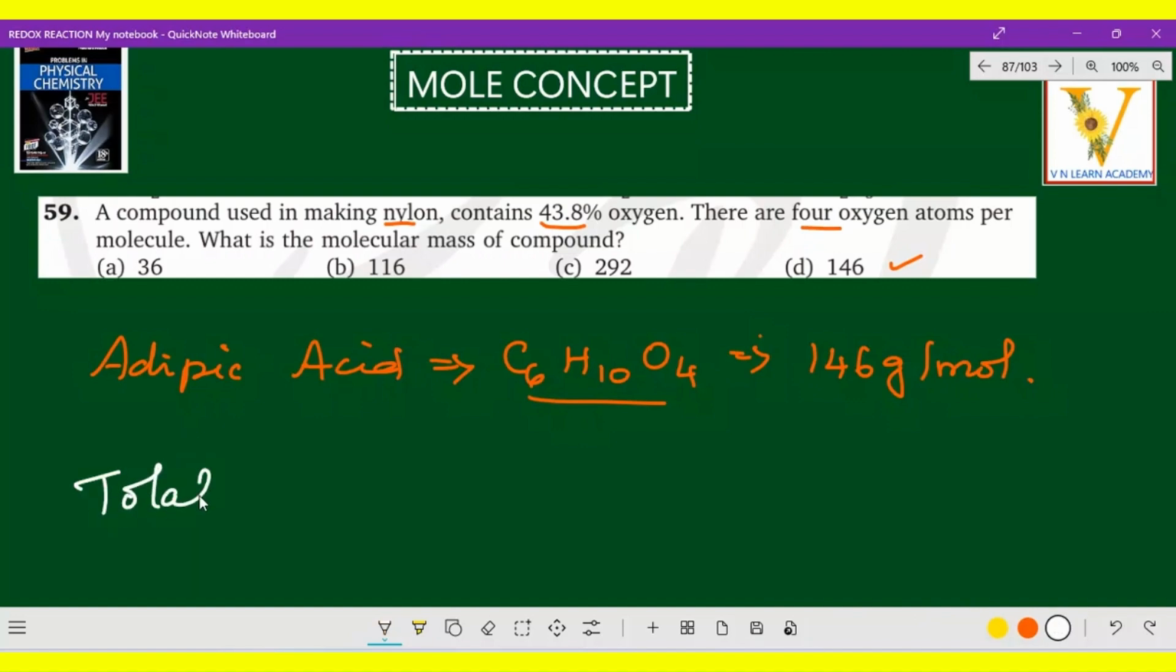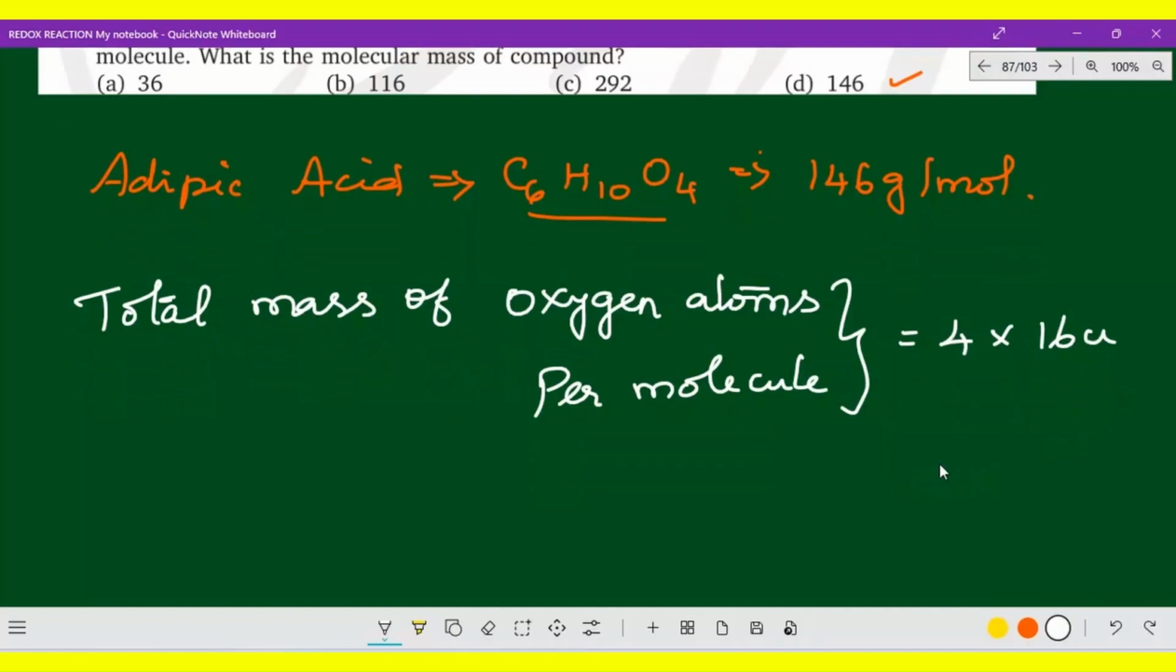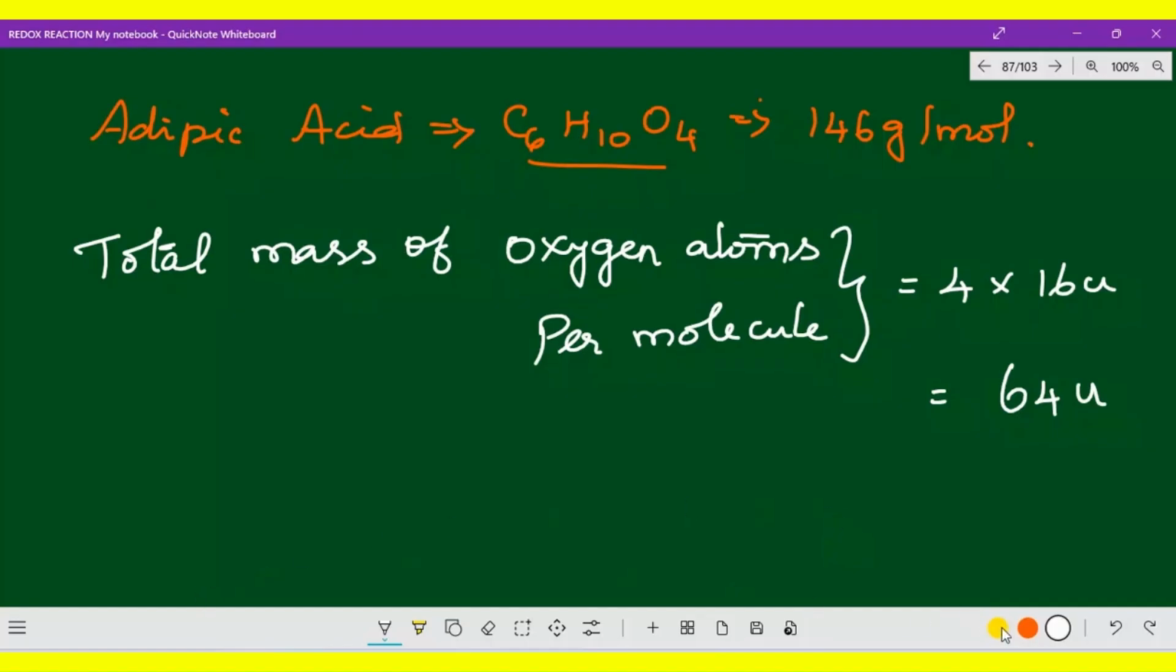Step one: total mass of oxygen atoms per molecule. How much is it? 4 into 16 u, oxygen atom unit, so you will get 64 u, that is AMU. You can write u also. Now the second step: percentage of oxygen. That is what we are going to go for.